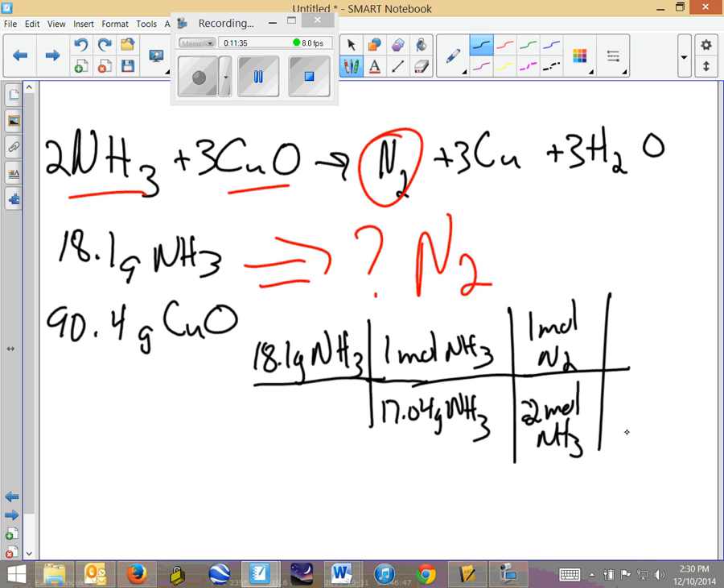Now, moles of nitrogen has to be on the bottom. I'm just trying to pair these up, right? These labels are always the same. How much does 1 mole of nitrogen weigh? Because I want to figure out how many grams of this I can have. Nitrogen is 14.01 times 2, which is going to be 28.02.